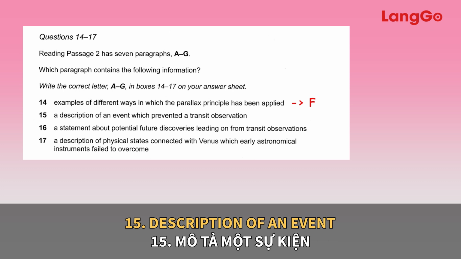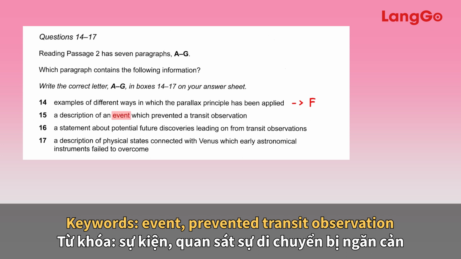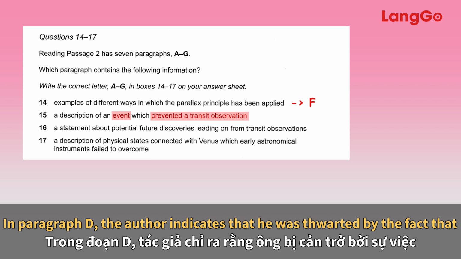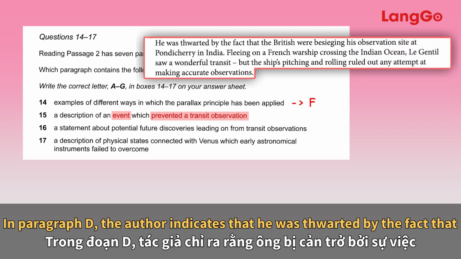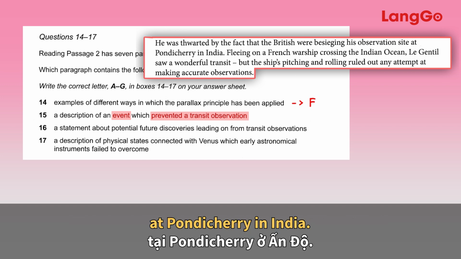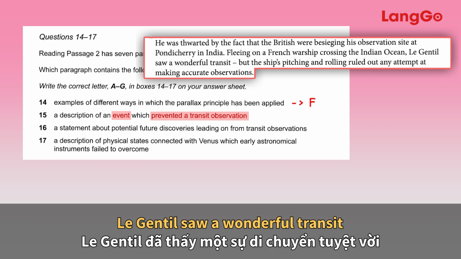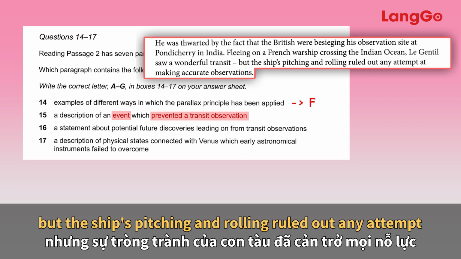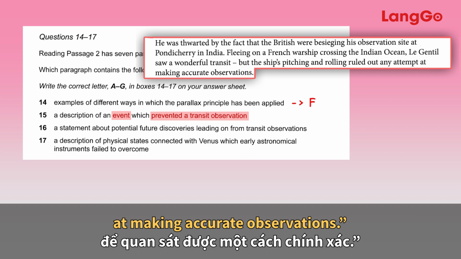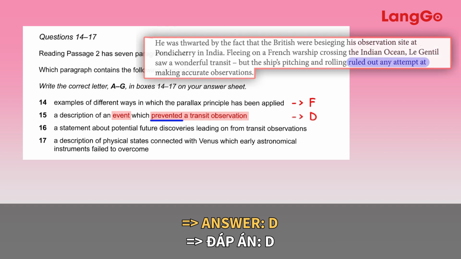Question 15. A description of an event which prevented a transit observation. Our keywords here are event and prevented transit observation. In paragraph D, the author indicates that he was thwarted by the fact that the British were besieging his observation site at Pondicherry in India. Fleeing on a French warship crossing the Indian Ocean, Le Gentil saw a wonderful transit, but the ship's pitching and rolling ruled out any attempt at making accurate observations. Prevented means ruled out any attempt at, so our answer here would be D.